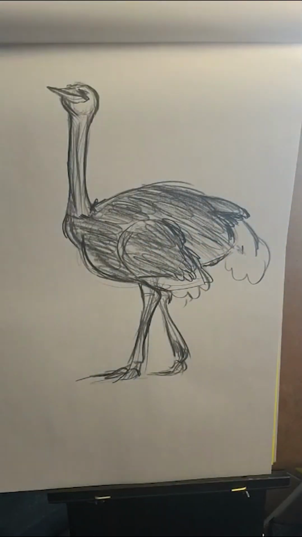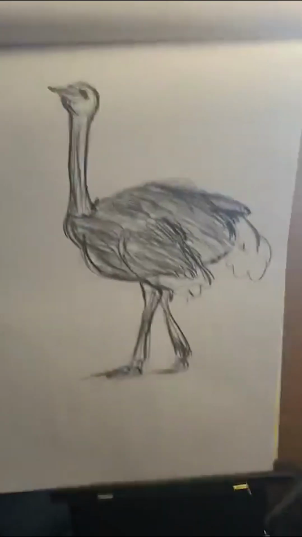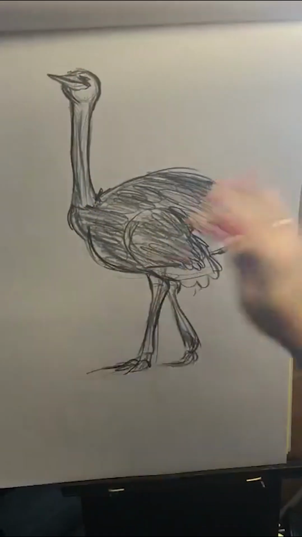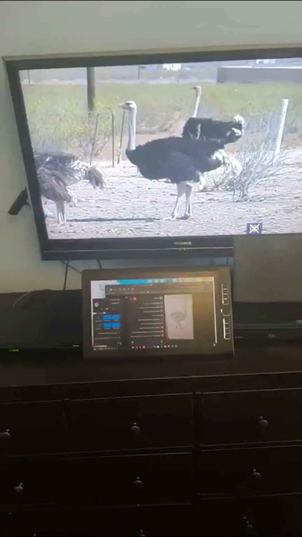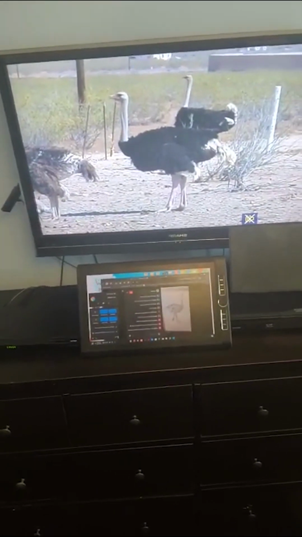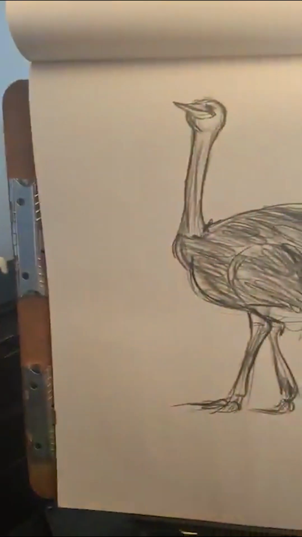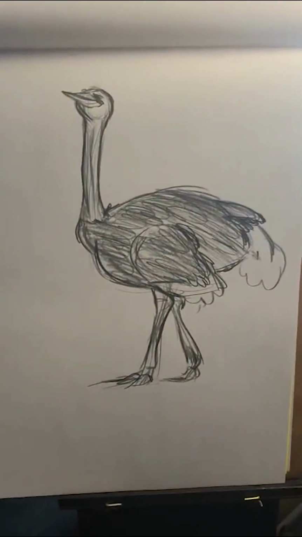All right, let's see. Well, that's an okay ostrich. But that's the reference I was looking at. You can kind of see I drew the neck and head too big, I think, but you know, it is what it is.